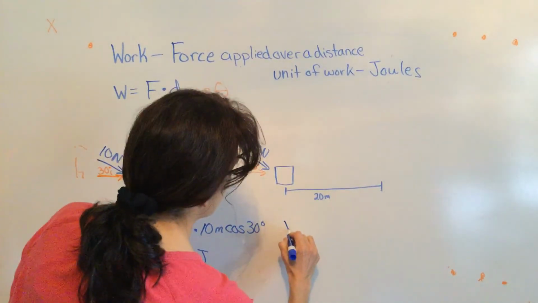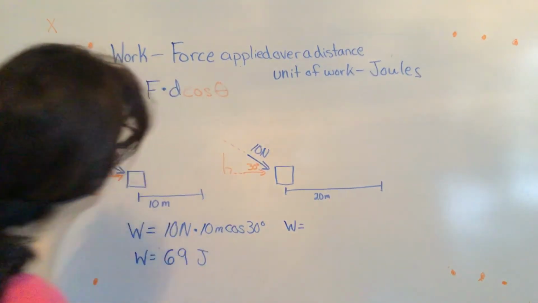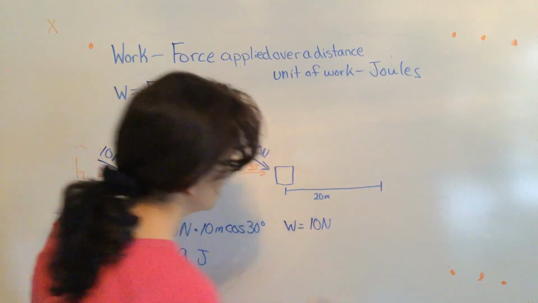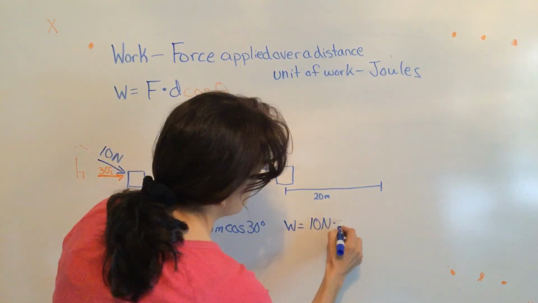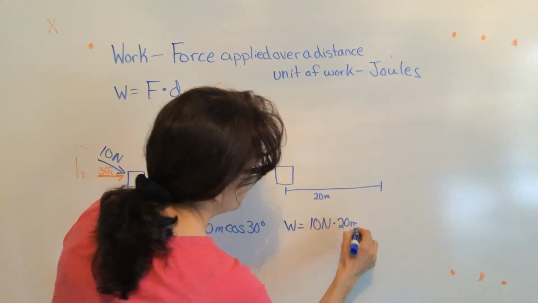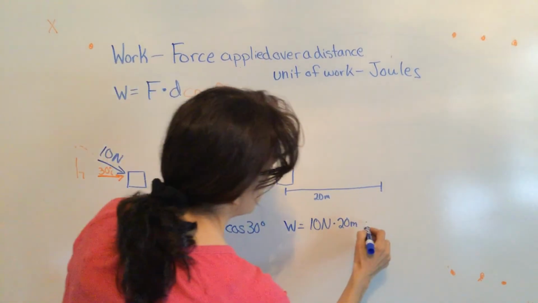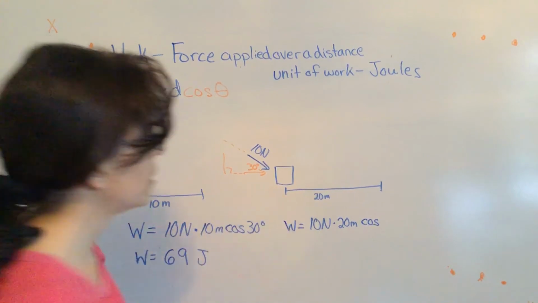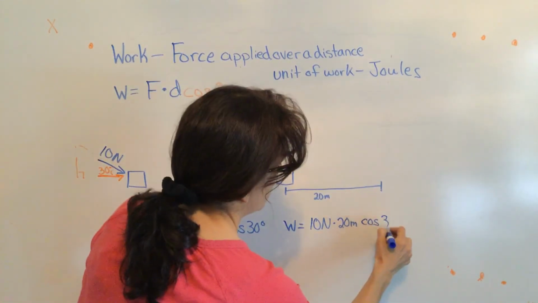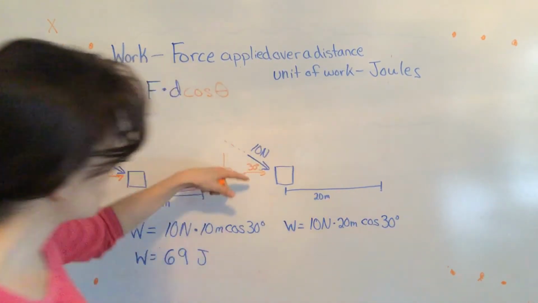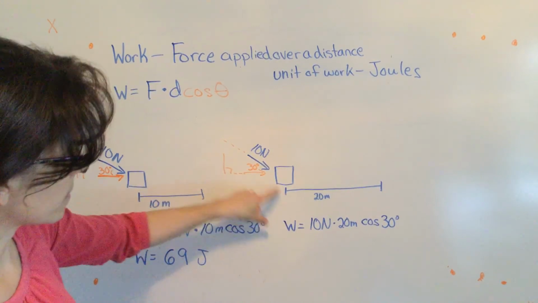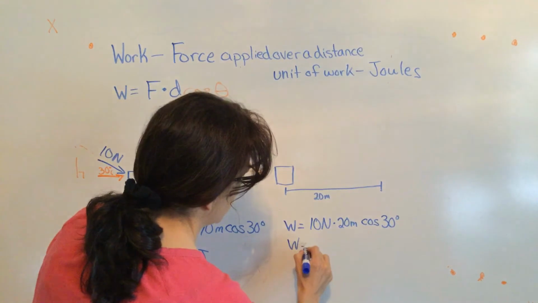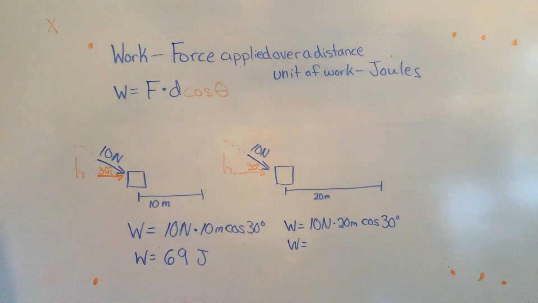Let's compare the work being applied at an angle across a distance of 20 meters. So work equals the force of 10 newtons. We're applying 10 newtons of force across a distance of 20 meters. But we only want the cosine component because that is the component that is parallel to the motion. We are looking at the angle that is being made with the motion. And I did solve this.